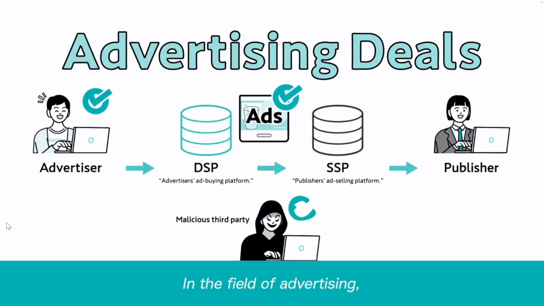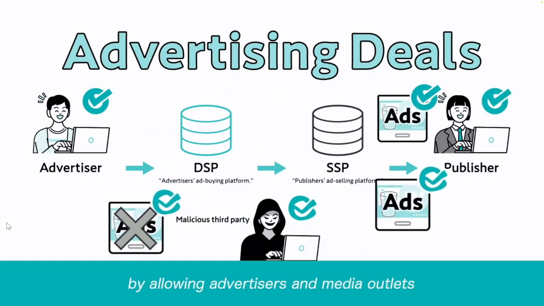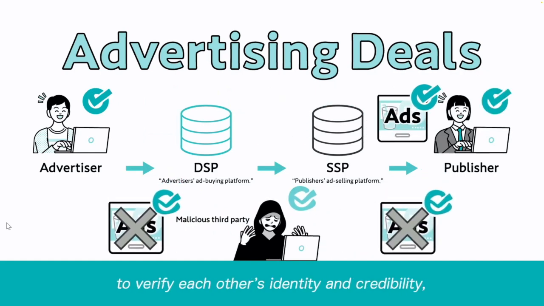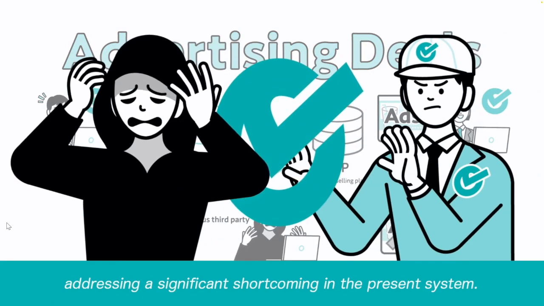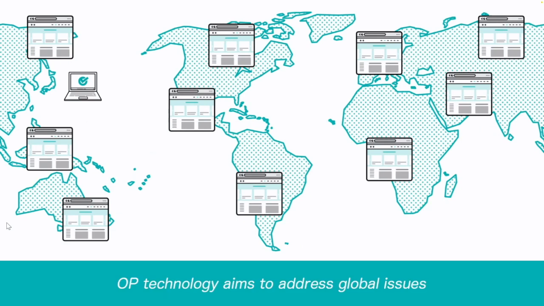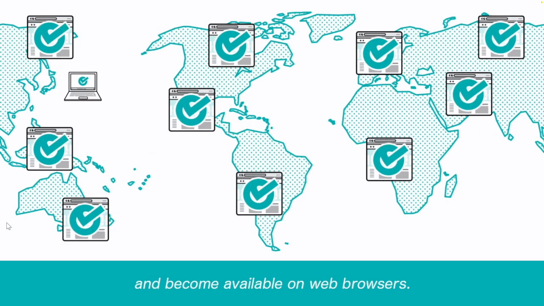In the field of advertising, OP technology will enhance current practices by allowing advertisers and media outlets to verify each other's identity and credibility, addressing a significant shortcoming in the present system. OP technology aims to address global issues and become available on web browsers. So this is a quick overview of what the Originator Profile provides. And let me provide a few comments, follow-up to the videos.